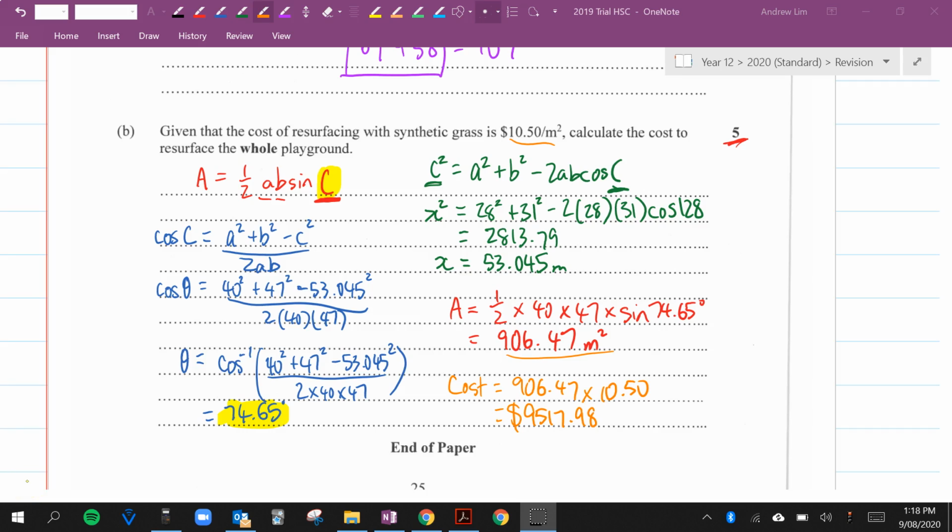Okay, so that's the total cost to resurface the whole playground. So remember, that's 1 mark. If you're not sure how to do this, just do your best in trying to get the area, but don't forget to multiply the area by 10.5 to get the cost, because that's a free mark there.